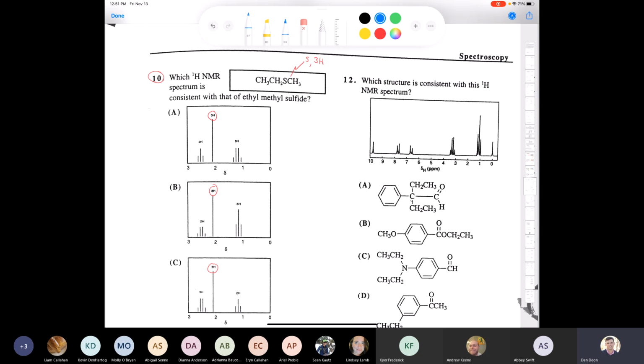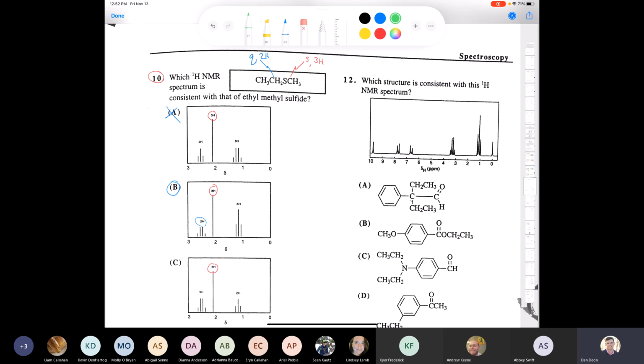Next, I have a methylene. These 2 protons are coupled next to 3 protons, so this should be a quartet that integrates for 2 protons. In A, I don't have any quartet that integrates for 2 protons. I have a quartet here, but it integrates for 3 protons. And so I can cross A off the list. But if I look at B and C, I have a quartet that integrates for, sorry, 2 protons here. And here I have 2 protons giving me a triplet. So the answer has to be B.